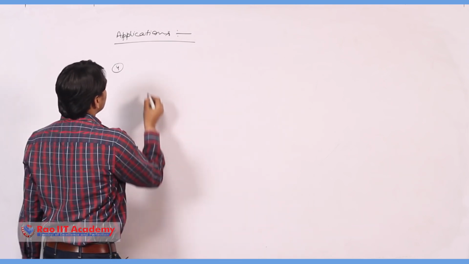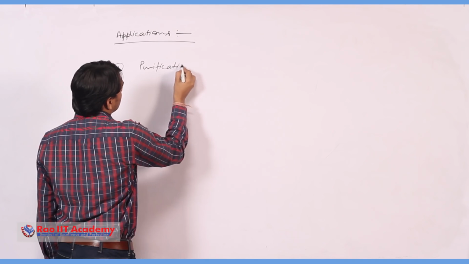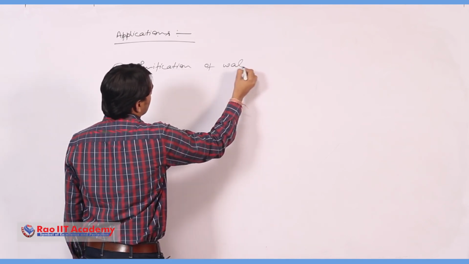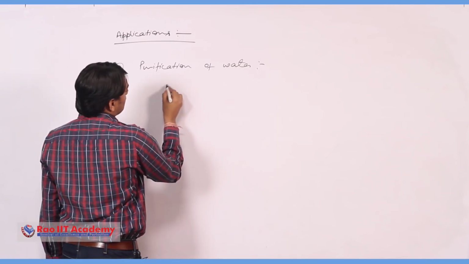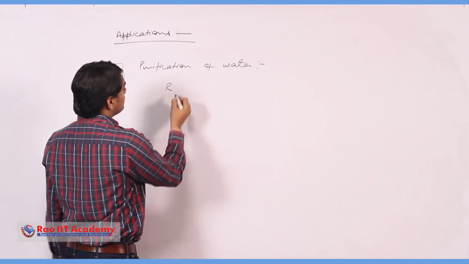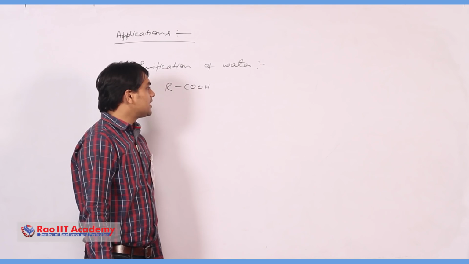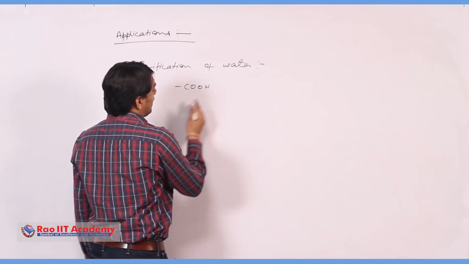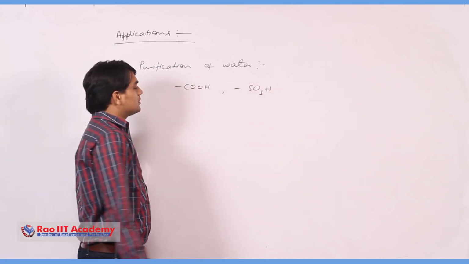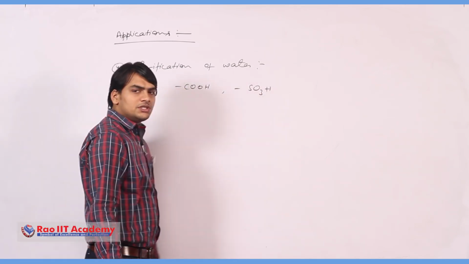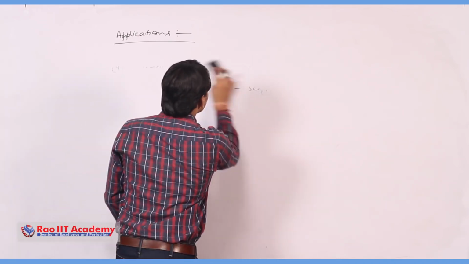Next is the purification of water. We use several resins for the purification of water in water treatment plants, which have some functional groups like COOH or SO3H, which adsorb some particular ions and remove these ions from the water. So, your water becomes pure.